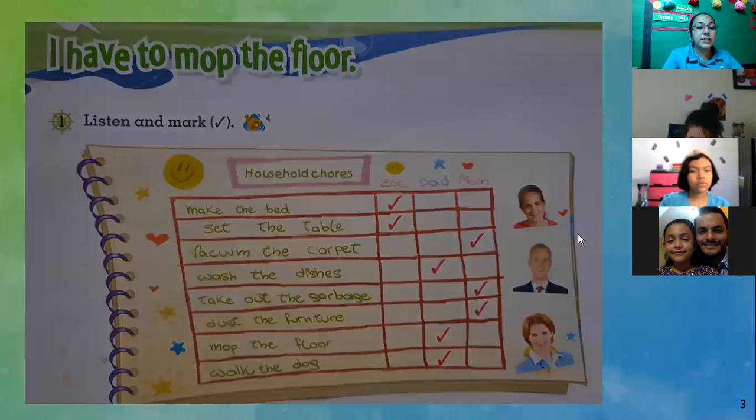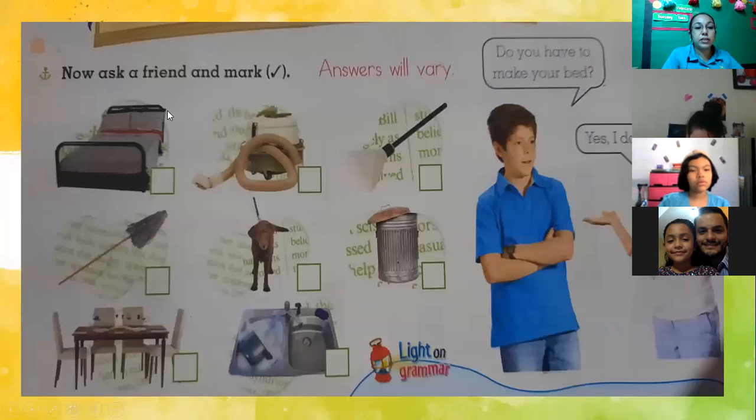Now, the next one. In this case, we mark according to the information of your classmates. For example, we have this dialogue. Do you have to make your bed? Yes, I do. If you check the activities that your classmates develop, you do the dialogue in pairs. I choose two students. The first one asks and the other one answers. You can say, do you have to dust the furniture? And the other student answers, yes, I do, or maybe, no, I don't.